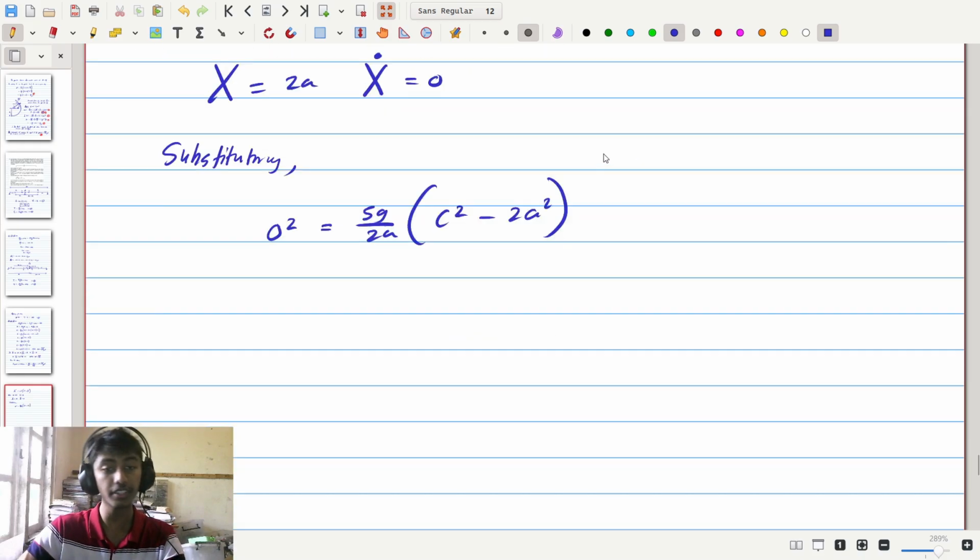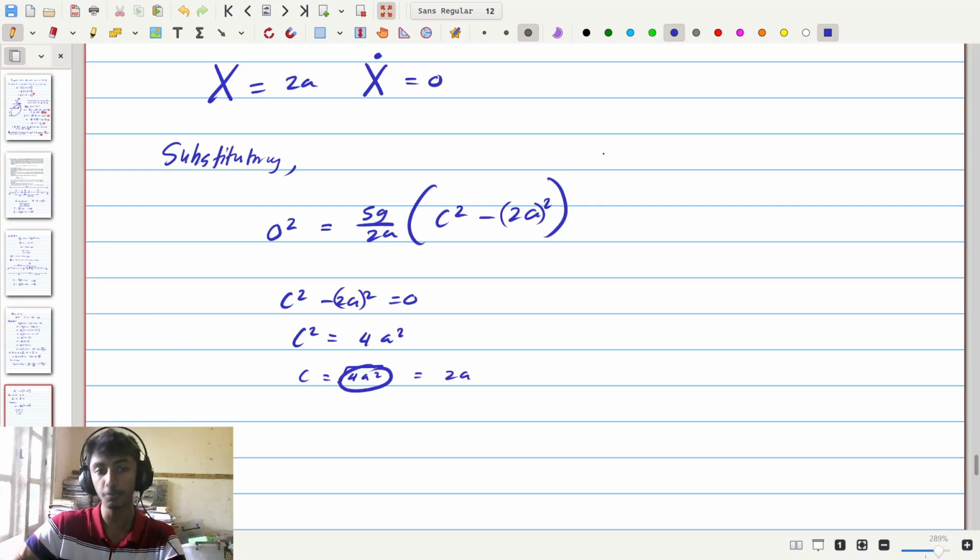Now we actually don't really need to go any further than this. We can just directly say that c is equal to 2a. But if I simplify, we get c squared minus 2a, whole thing squared, equal to 0, which means that c squared is equal to 4a squared, which means that c is equal to the square root of 4a squared, which is 2a, since c is positive. So therefore c is equal to 2a, meaning that the amplitude of our oscillation is 2a.